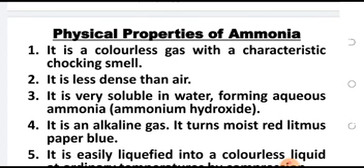Number 3, the physical property that we have here is that it is very soluble in water. It forms aqueous ammonia, which is the same thing as ammonium hydroxide. Ammonia is an alkaline gas. It turns red litmus paper blue. Moist red litmus paper turns blue.